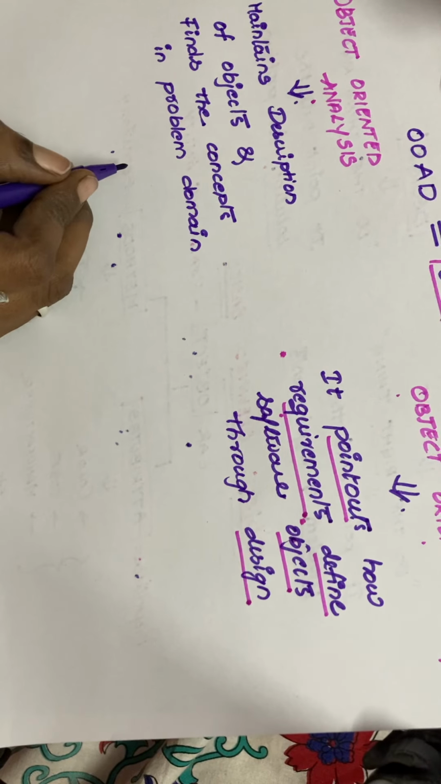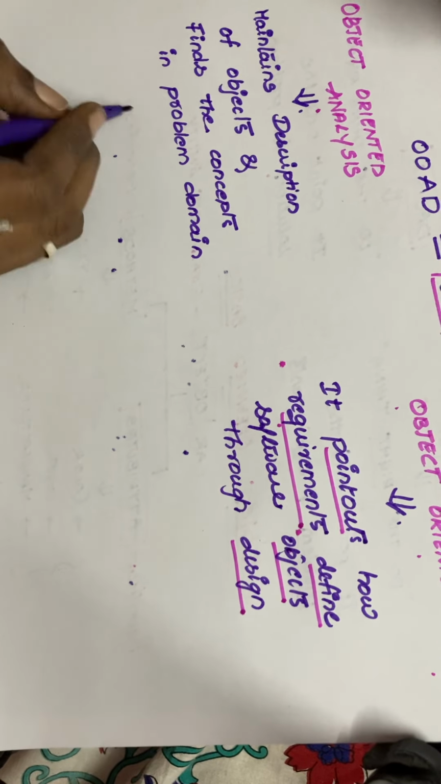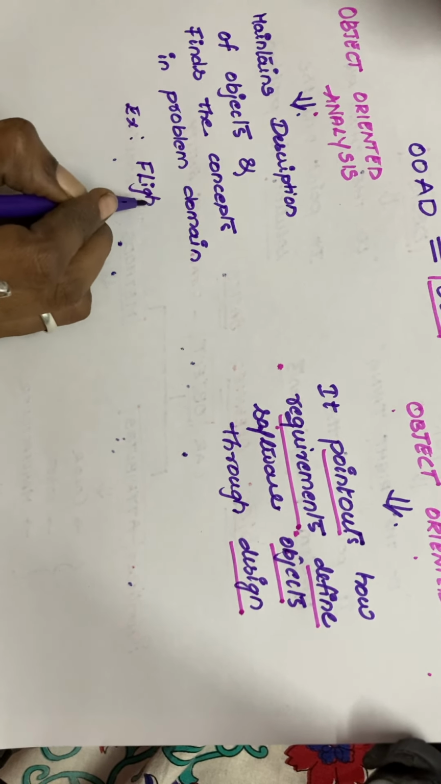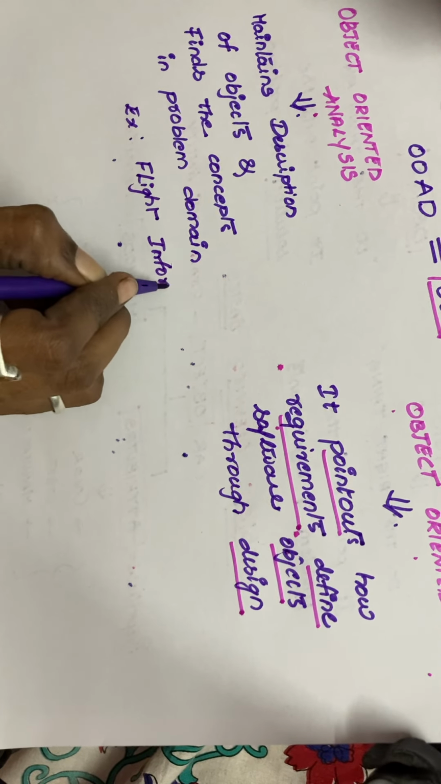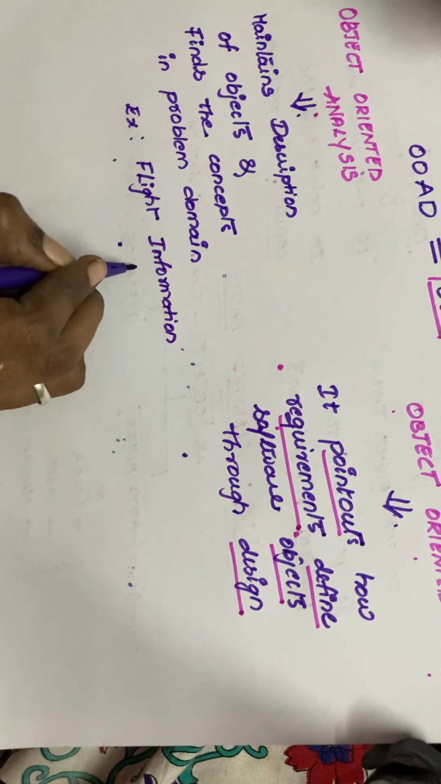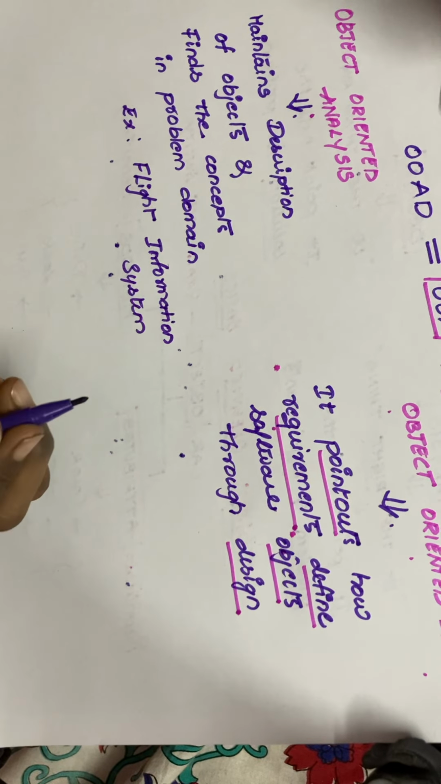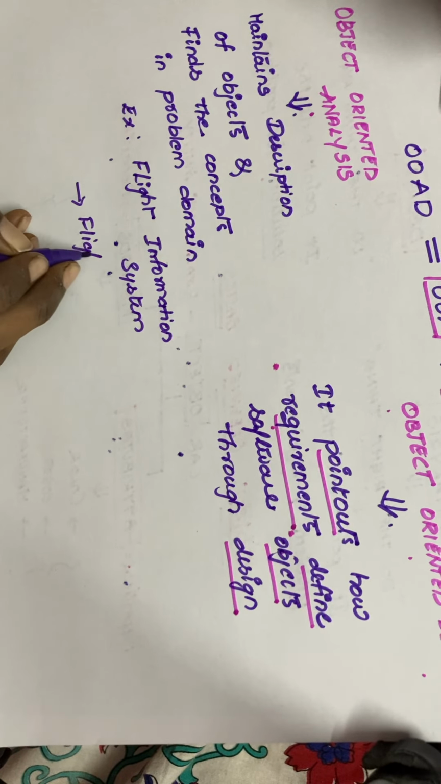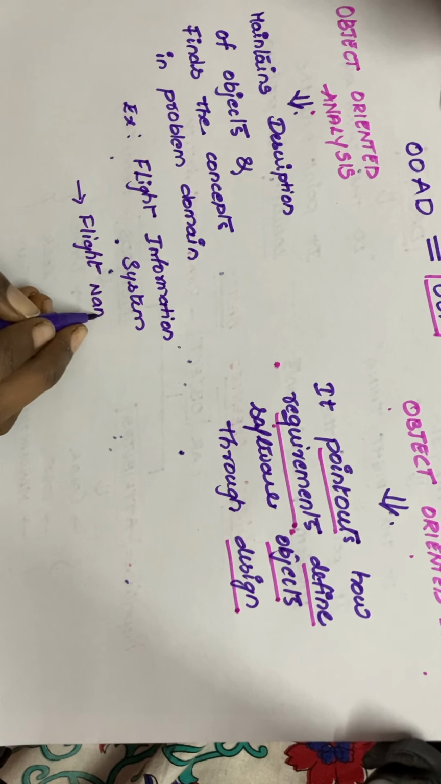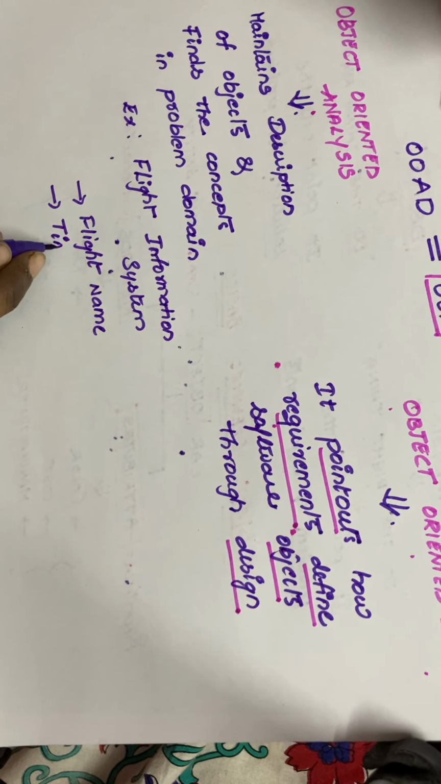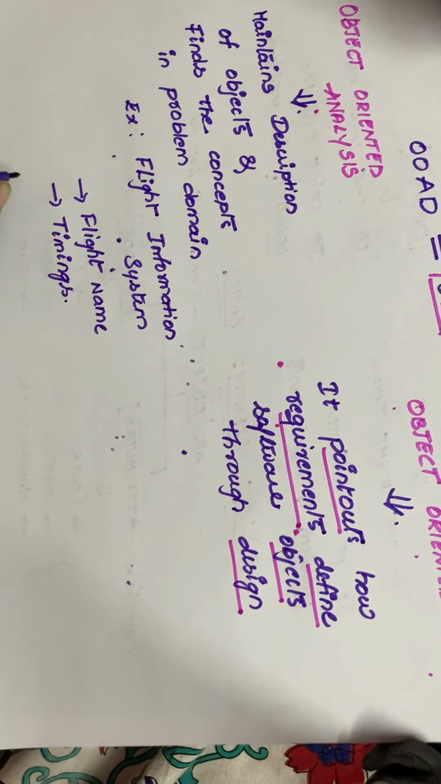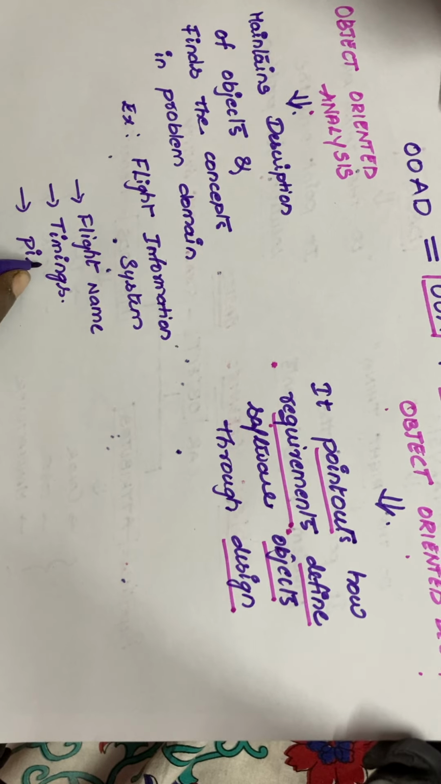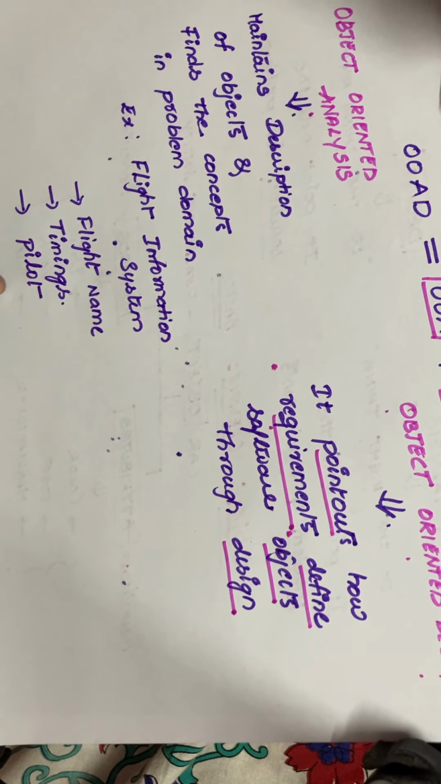Coming to object oriented analysis, I'm going to take a flight information system. We all know that a flight has many travelers. So in analysis we take the name of the flight, the timings, and who the pilot is. All this comes under the analysis.